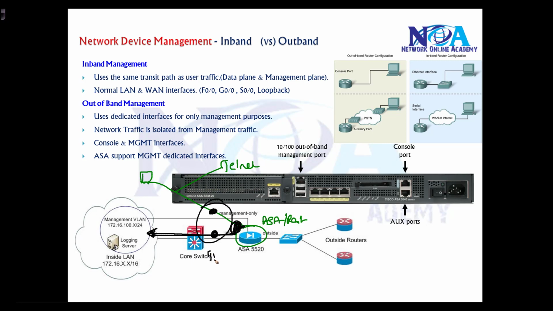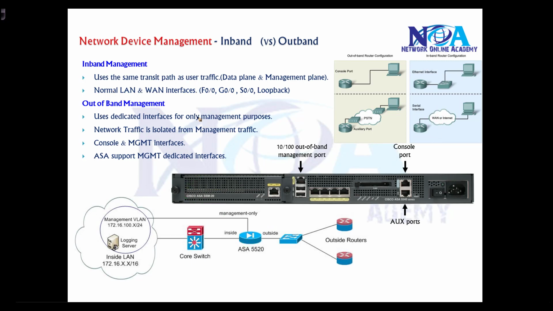We call this in-band management. In-band management means using the same transit path or the same interface for both user traffic and management traffic. So generally the normal interfaces like the LAN interface or the WAN interfaces, it can be an Ethernet interface or maybe a serial interface, can be used for both management as well as the normal traffic.